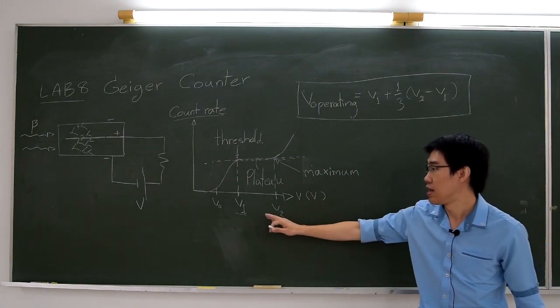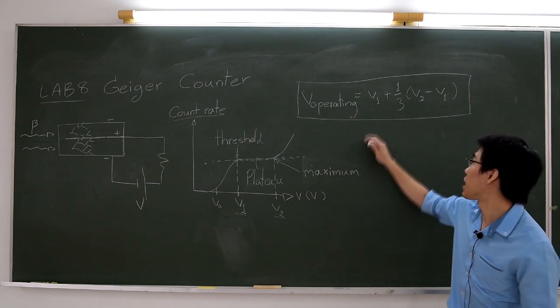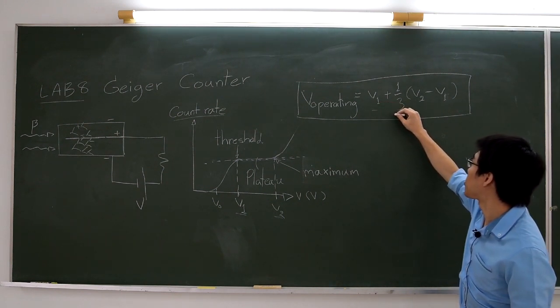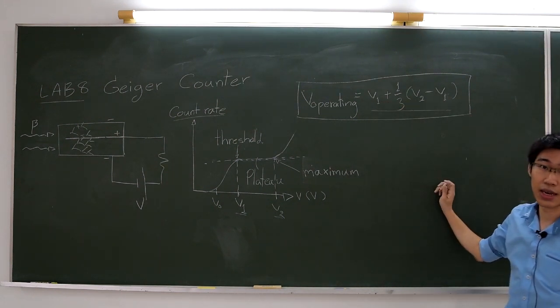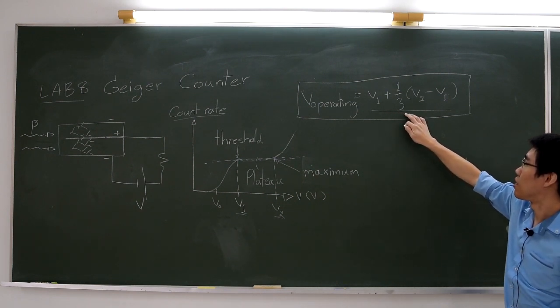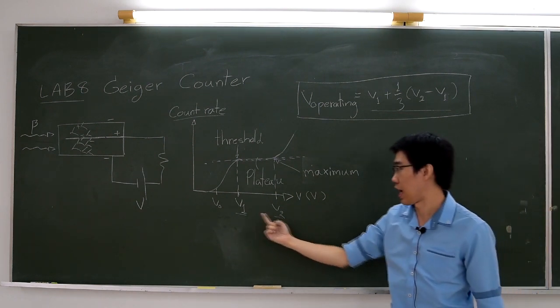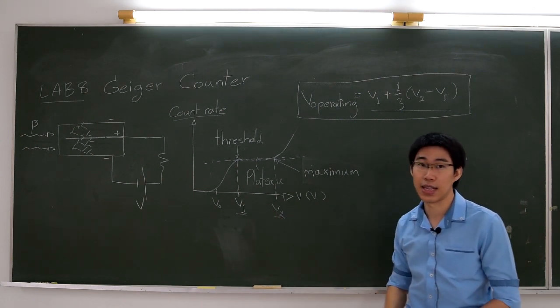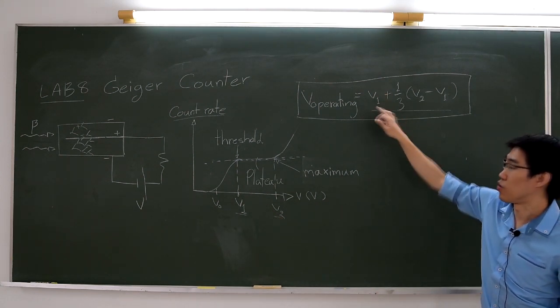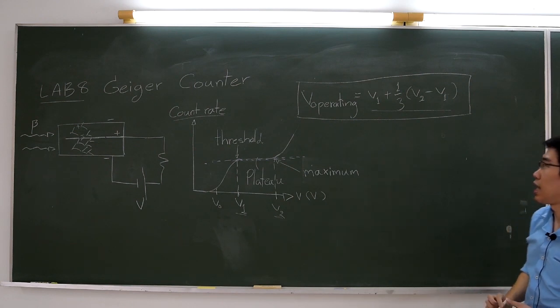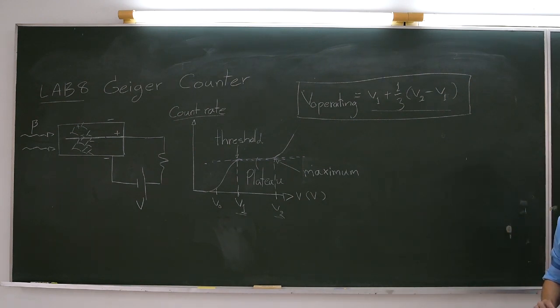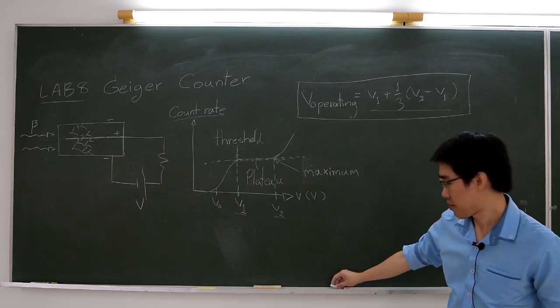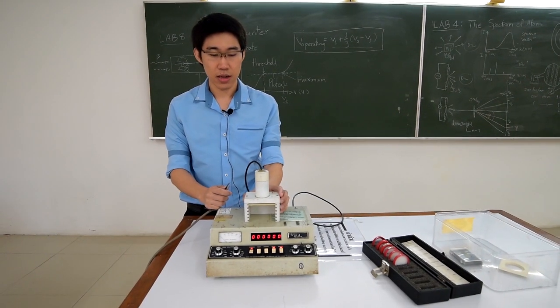And then we can use these values of V1 and V2 to calculate the optimal operating voltage for the Geiger tube by using this formula. We use V1 plus 1/3 of V2 minus V1. And next I will show the experiment for section 1.